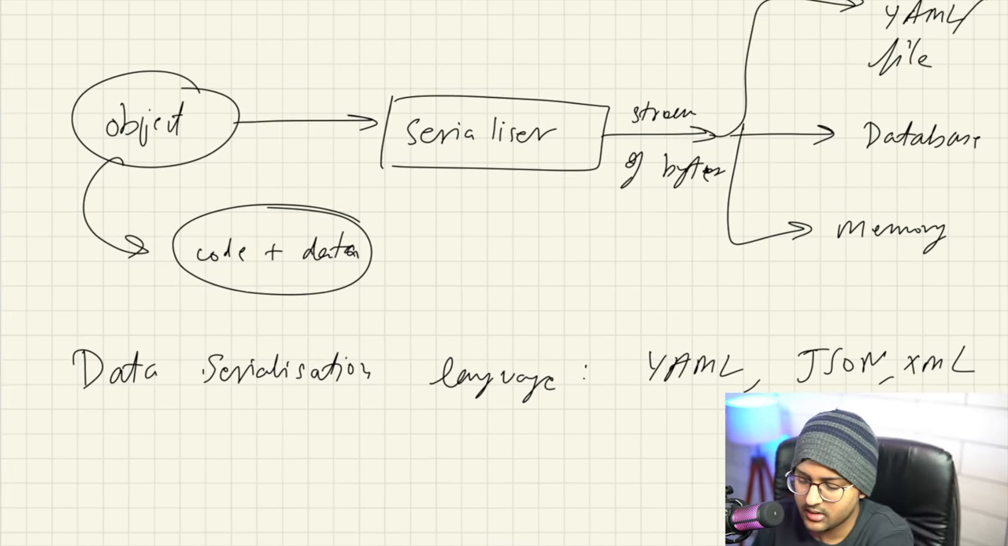So in this way, you can use these languages to represent data in code. As simple as that, I can make it. You can store data in the format of code, and then you can use that file to convert it into an object. That is known as deserialization. Object to file is serialization, file to object is deserialization.